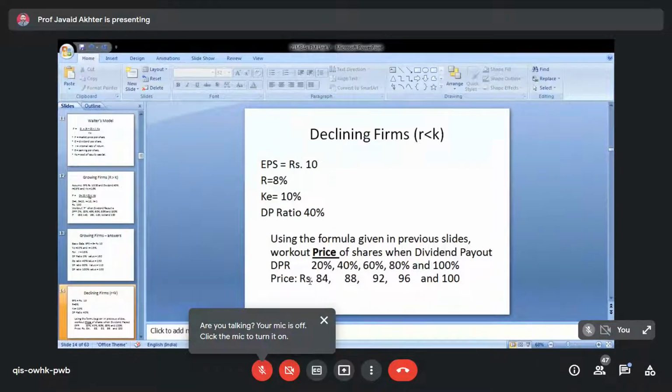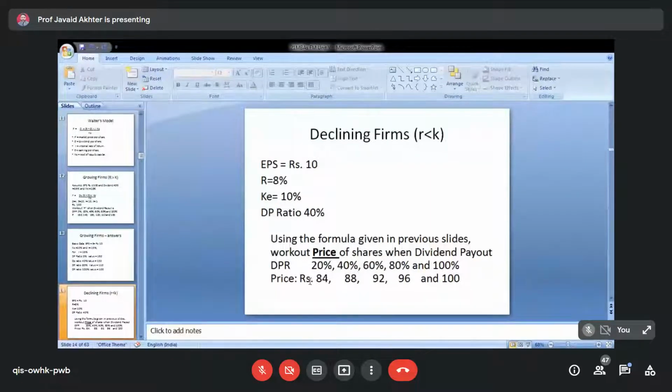Is this clear as per the formula? Anyone having any confusion? Anyone wishing to know any clarification up to this stage? All right. I'll assume if you are not asking any clarification, that the calculations are clear and the interpretation is also clear, interpretation based on Walter's formula.